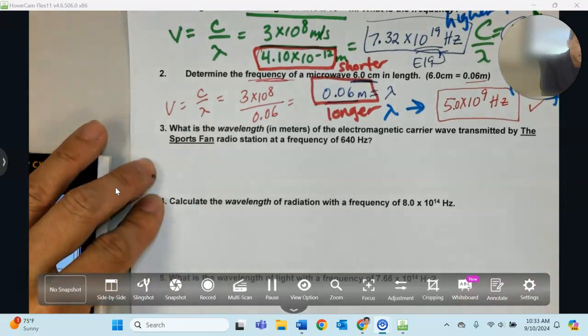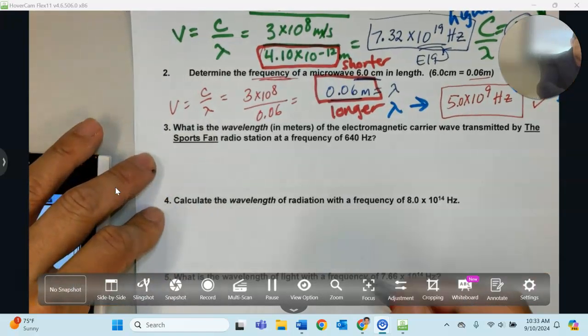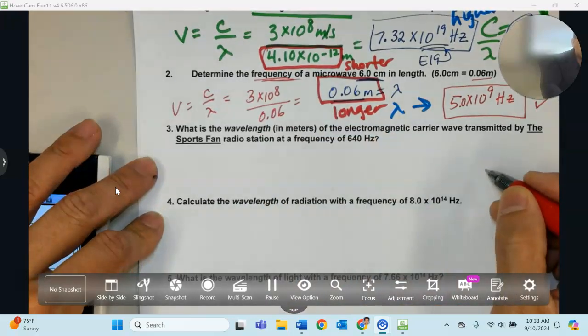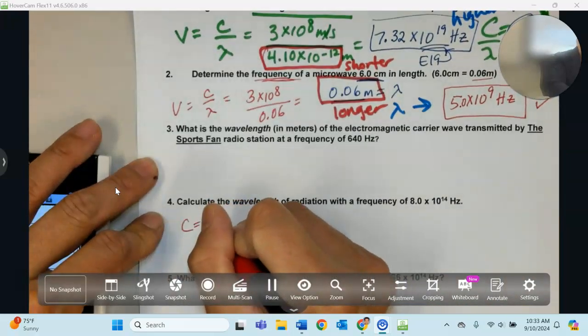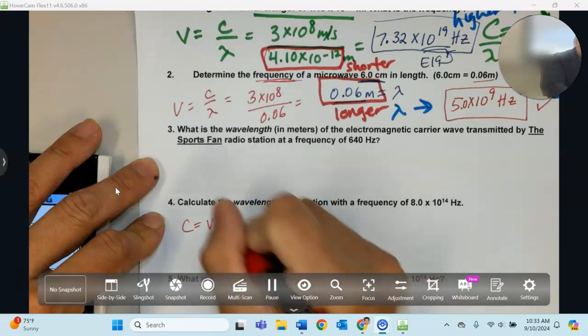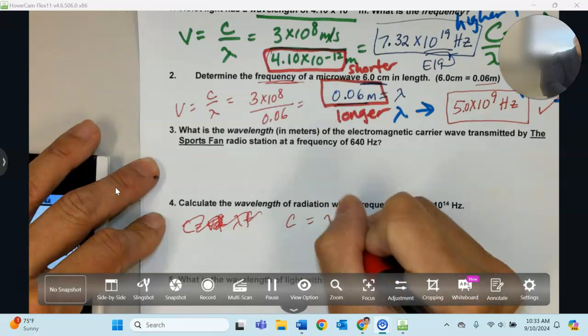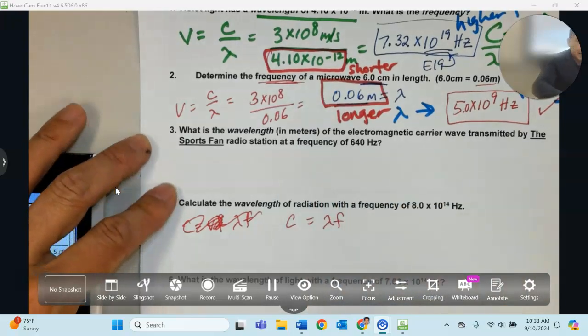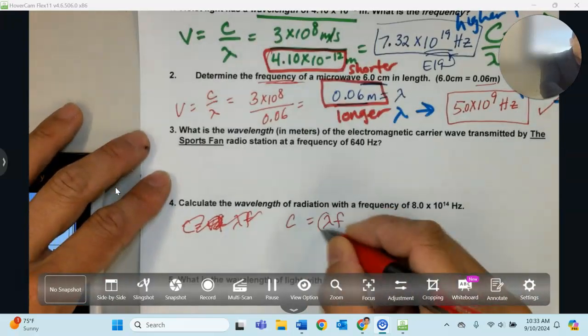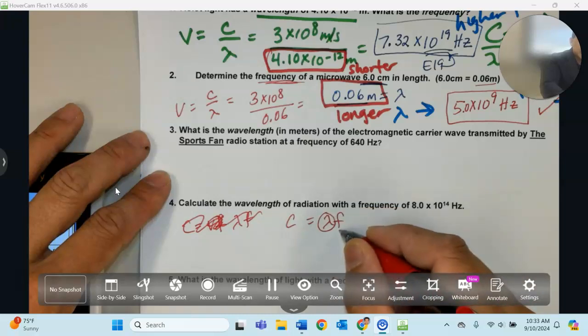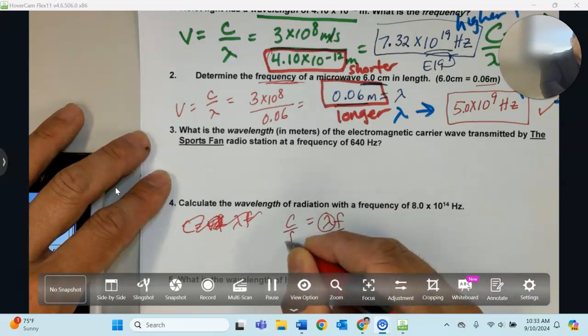So you should be able to do, what is the wavelength? So now we're trying to find wavelength. Remember, C is equal to lambda F. Let's try it. C equals lambda times F, right? So now if I want wavelength, guess what? Divide by F on both sides.